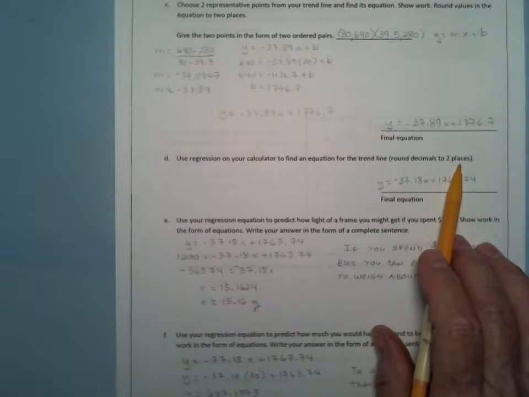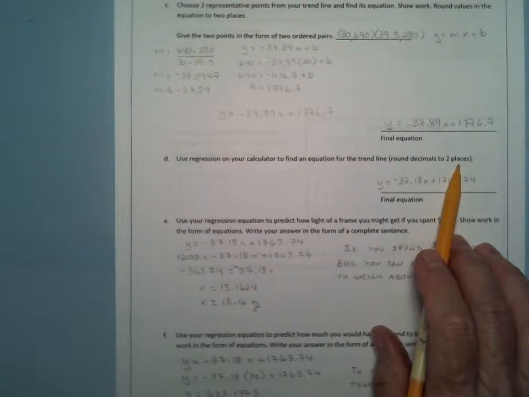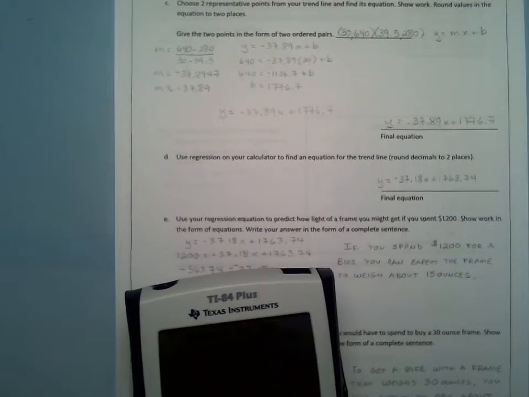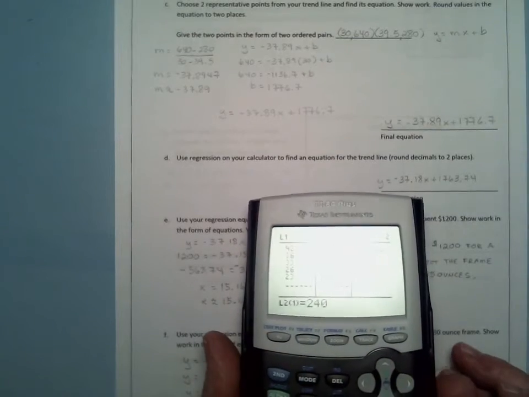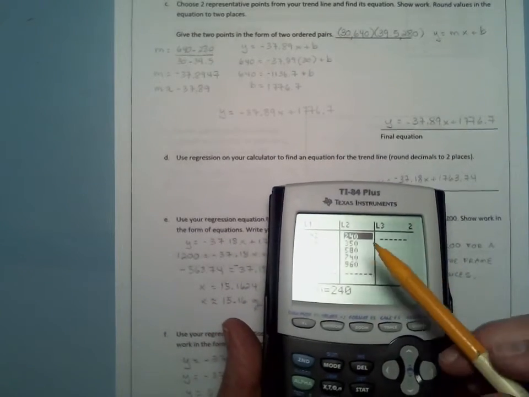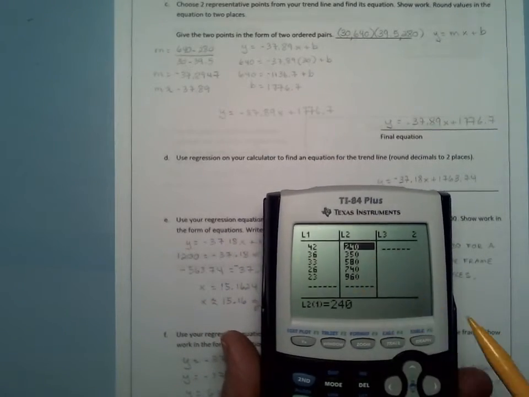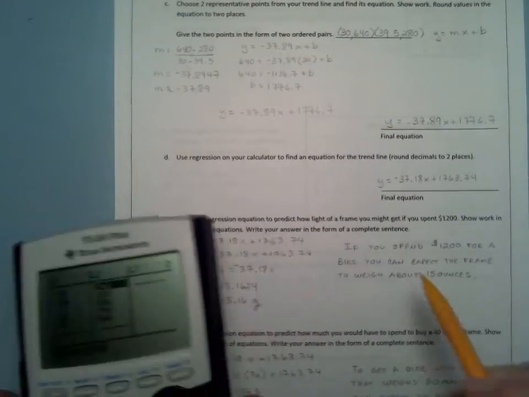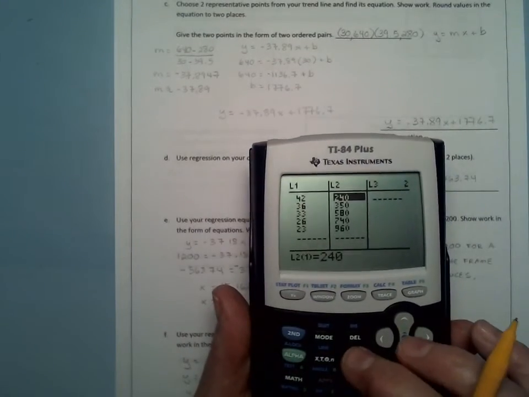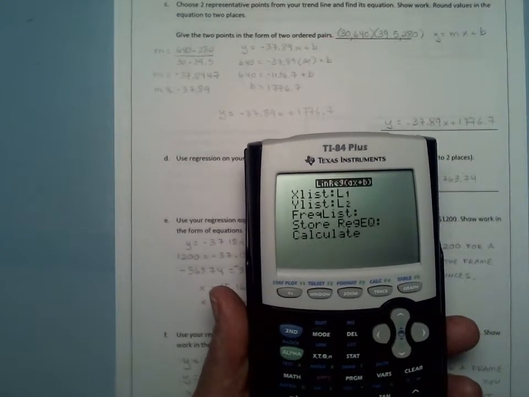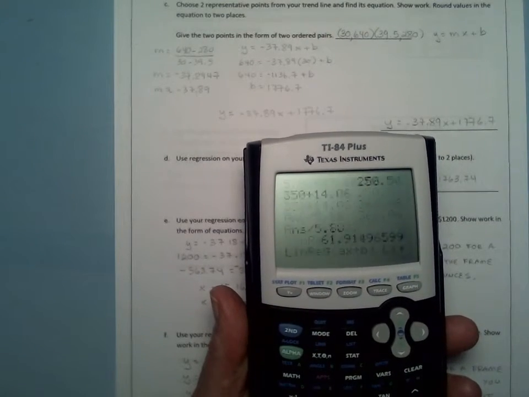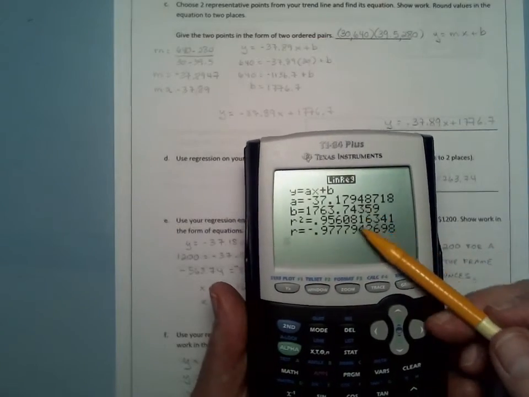Use regression on your calculator to find an equation for the trend line and round it to 2 decimals. So you're going to have to enter the data in your calculator into the list, and I believe I have mine already done. And those are the 2 lists right there. And I went ahead and made use of those, and then I did the regression by saying stat, and I went over to calc, hit the button 4, and just hit enter a bunch of times. And there's my equation right there.